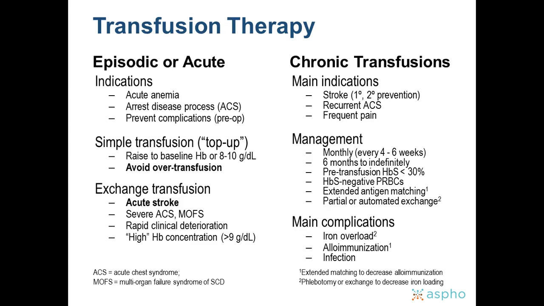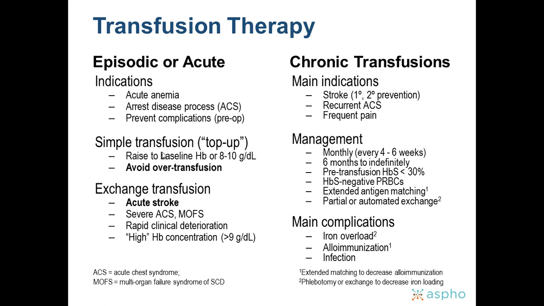Transfusions, you can divide this as either episodic or acute. Chronic transfusions is really, we're talking about disease-modifying therapy. The main indications are stroke, primary and secondary prevention, or recurrent problems, severe problems. And like thal, this is regularly scheduled transfusions. The main complications, again, iron overload, we've talked about alloimmunization, and so to prevent that, extended antigen matching.